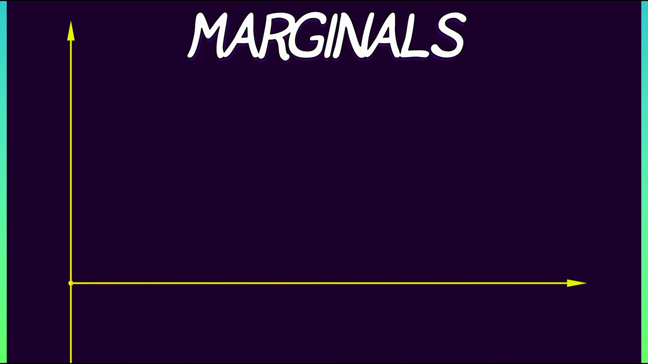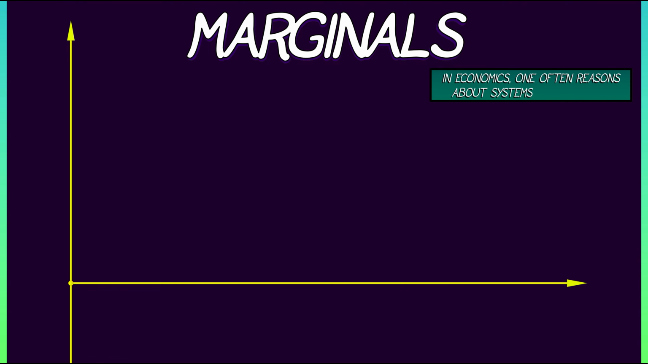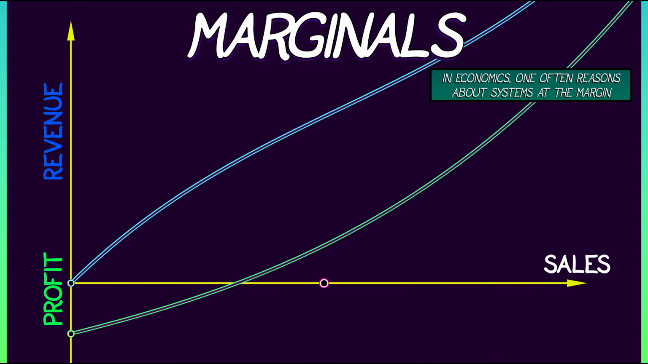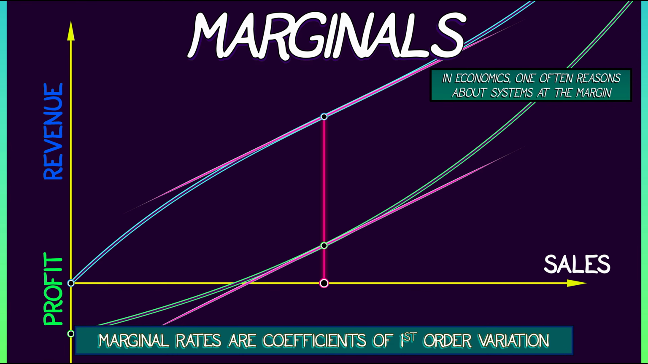Well, let's move on from physics to economics, where one often reasons about systems at the margin. Let's say that you're looking at a function of sales. Maybe it's revenue, or maybe it's profit. If you want to talk about what is happening near a particular sales level, one considers the marginal revenue or the marginal profit as being a coefficient of first-order variation. If you increase your sales by a little bit, how does the revenue change? How does the profit change?